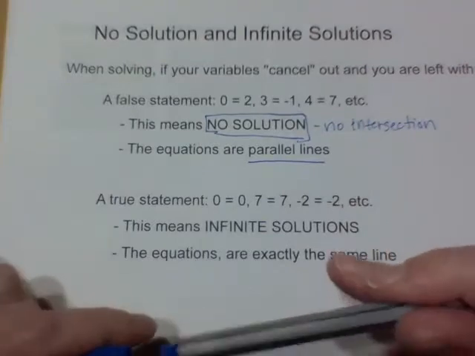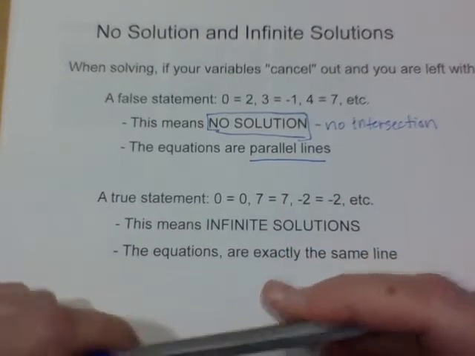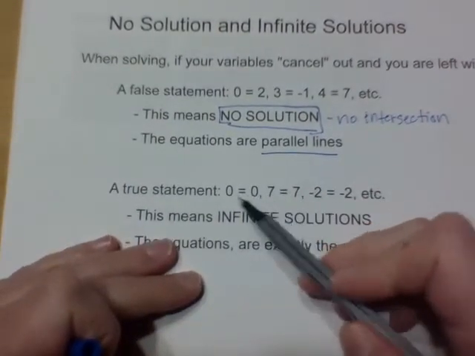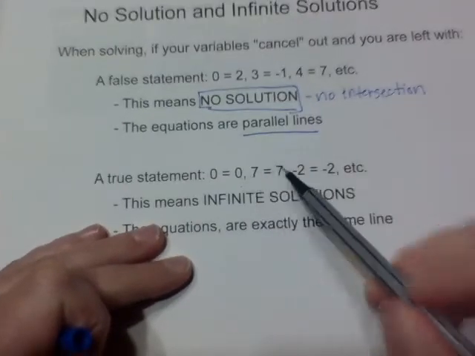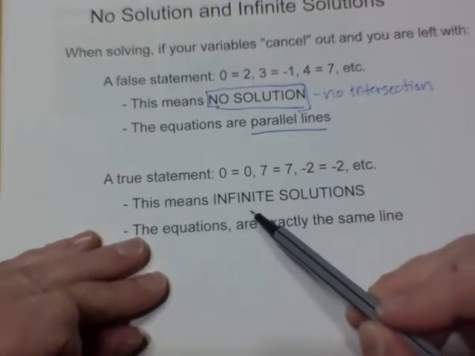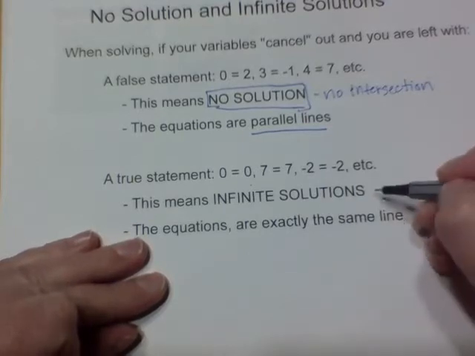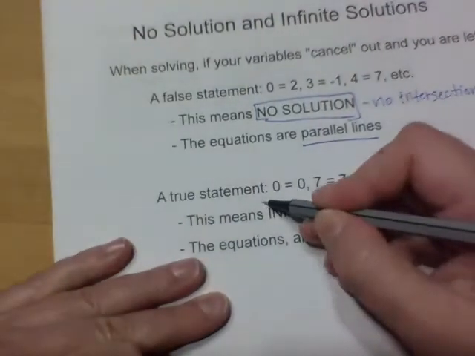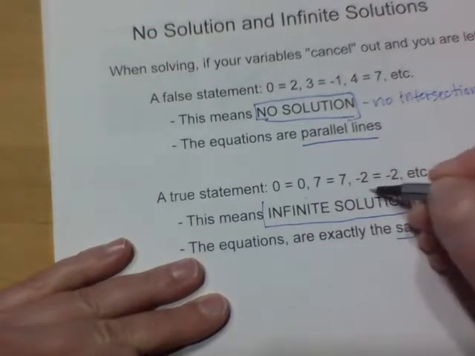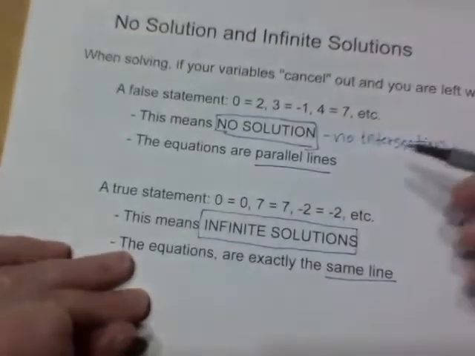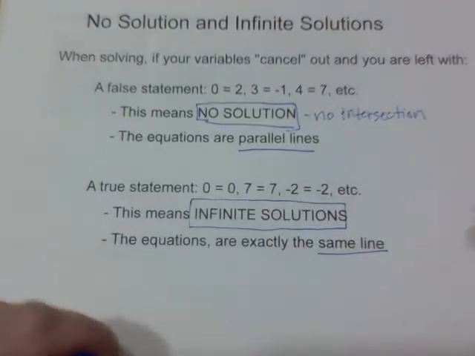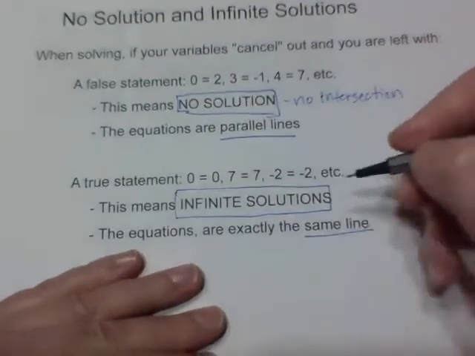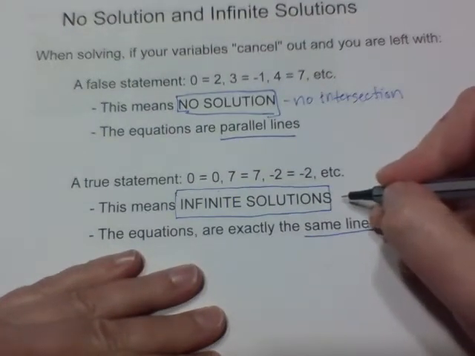Okay. If you go through and everything cancels, but you are left with an actual true statement, like 0 equals 0 or 7 equals 7, that actually means that you all of a sudden were graphing the same line. Okay, and so there are infinite solutions. So you could literally mention any coordinate as long as it's on that line, and it would have been exactly on each of them.